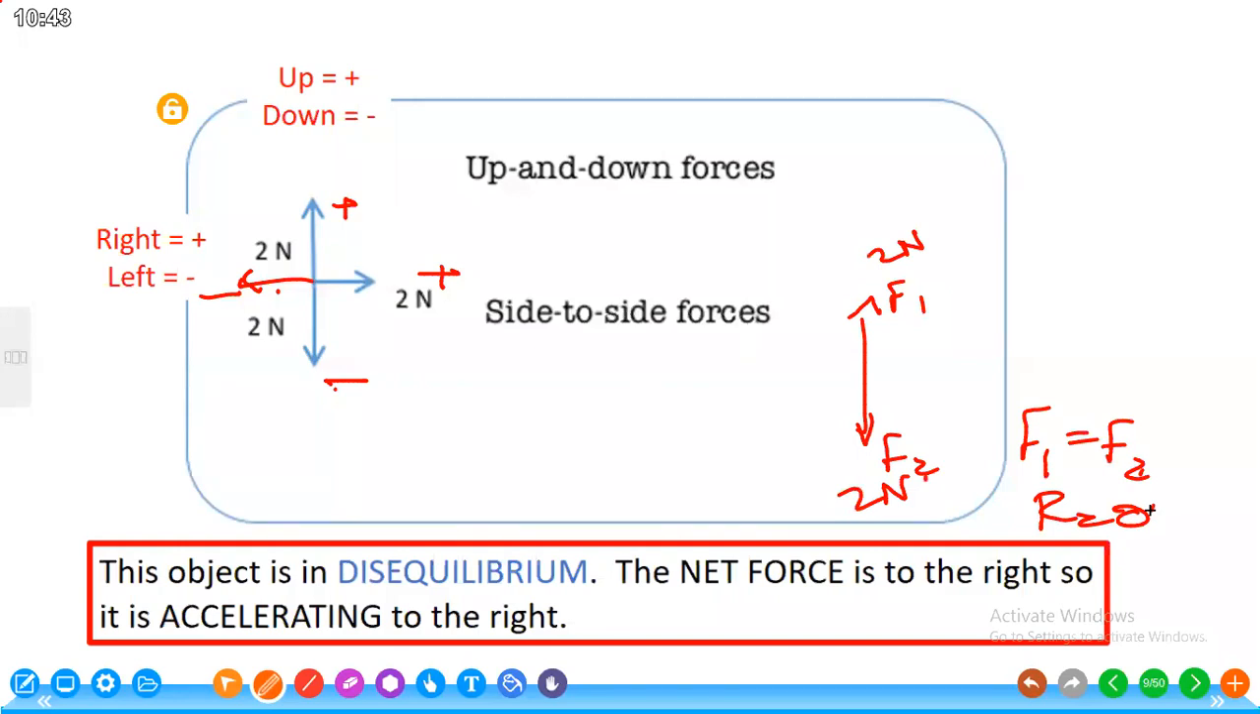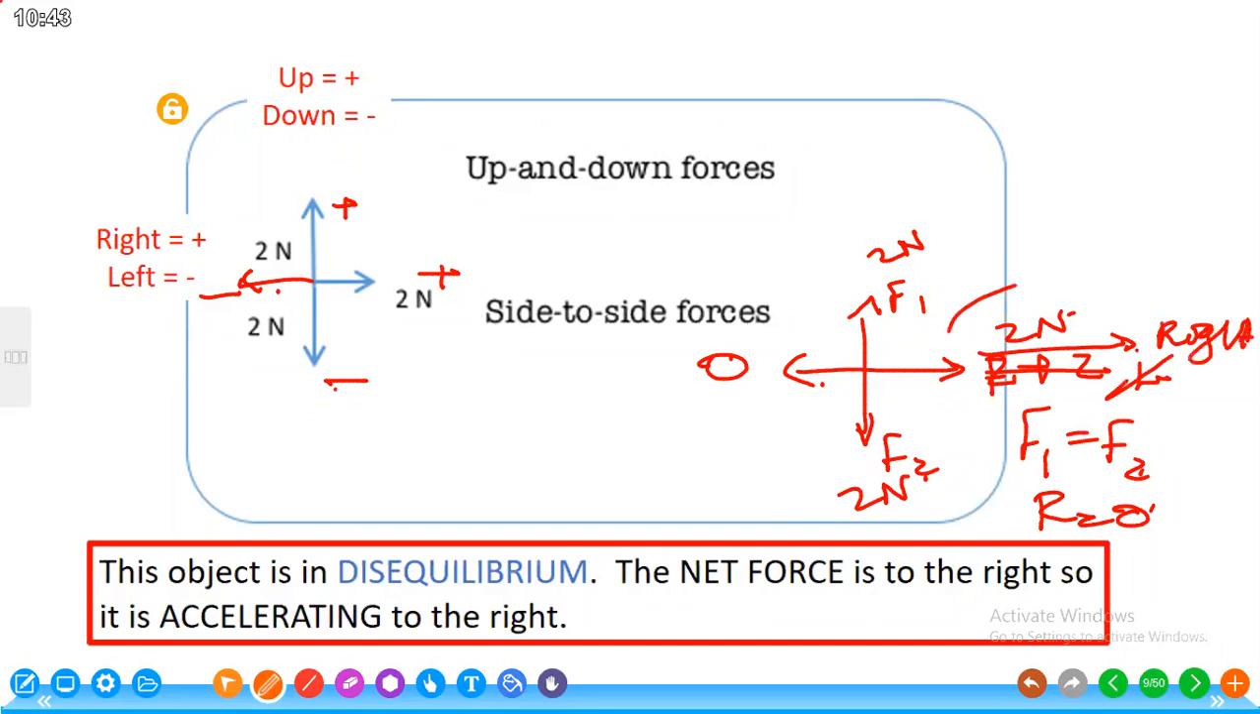Now let us consider the next forces acting here. Left, right. In here, right side, 2 Newton, but in here, no force acting. So the greater force is applied on the right side. So the object will move to the right side, accelerating to the right side.